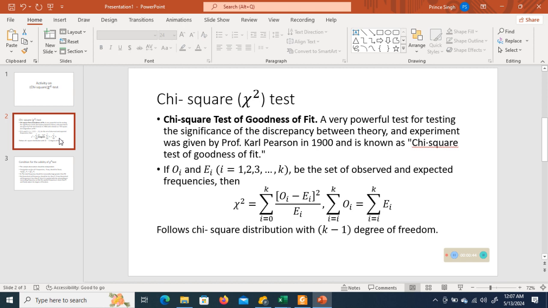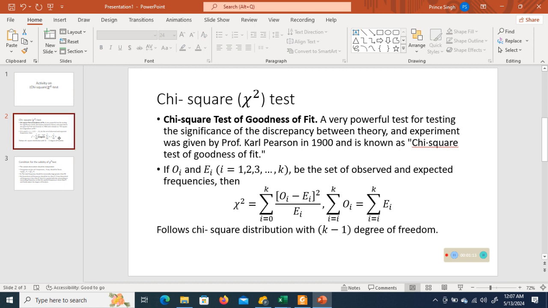This is one of the important and powerful tests for the significance of discrepancy between the theory and the experimental. With the help of this test we can check whether there is any discrepancy, or you can say significant difference, between the observed value or the calculated value, experimental value, and the theory value. Is there any significant difference between them? This we can test with the help of chi-square.